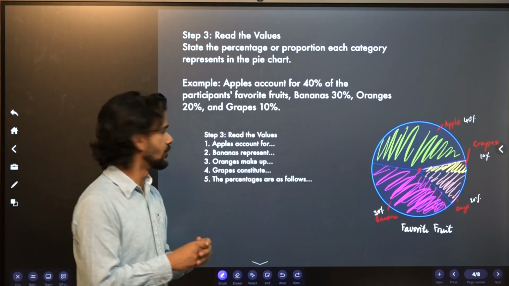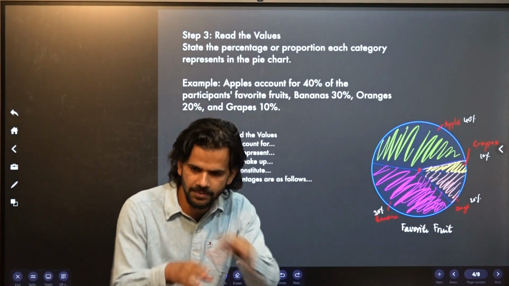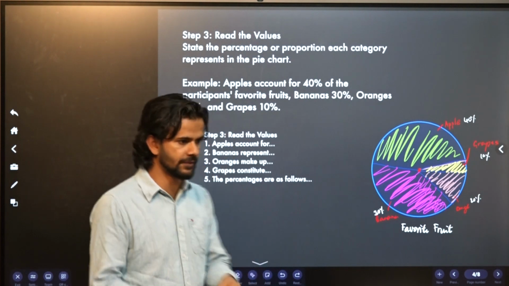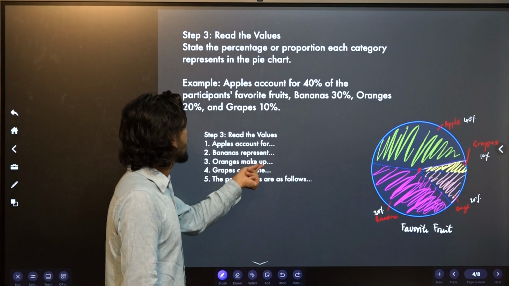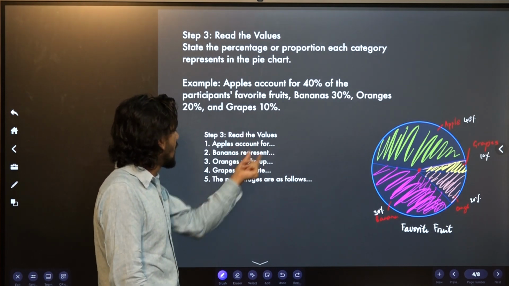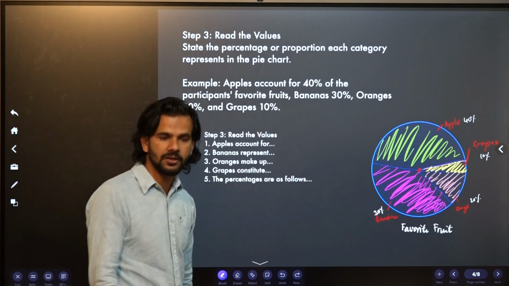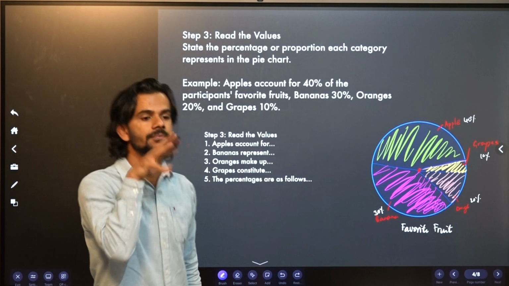Okay? Account. Or you can say bananas represent 30%. 30% of the people prefer bananas, right? Oranges make up. See these verbs: make up, account for, constitute. These are different ways of saying the same thing.